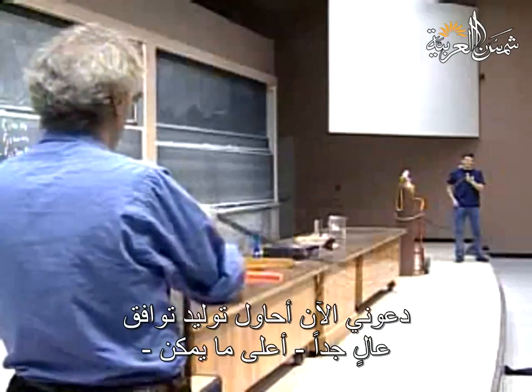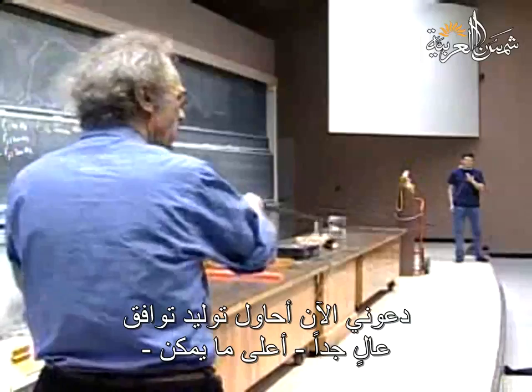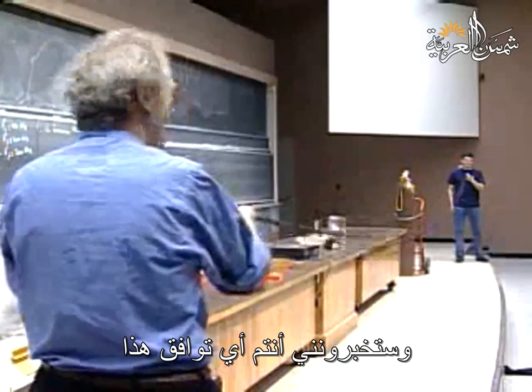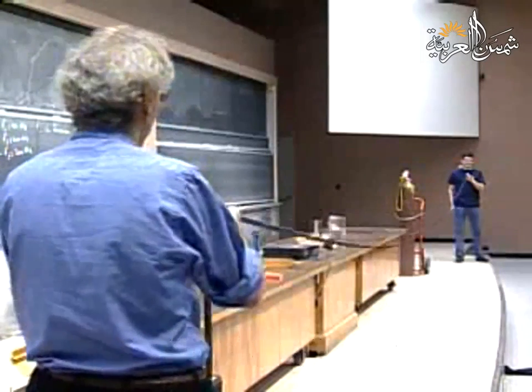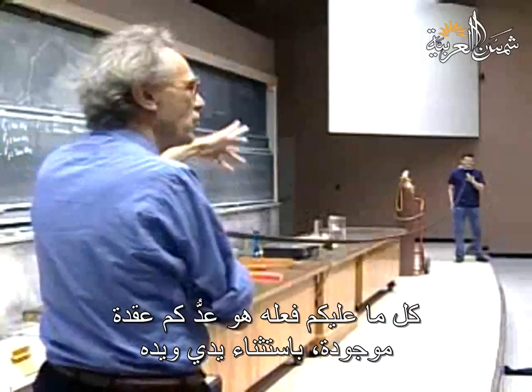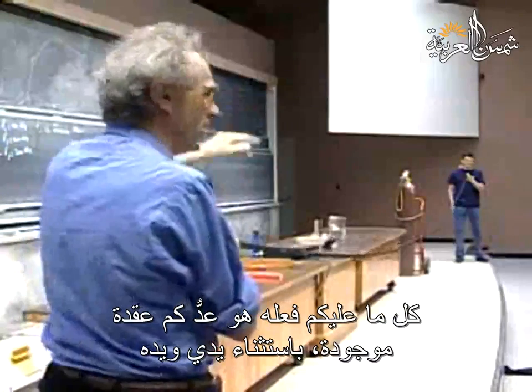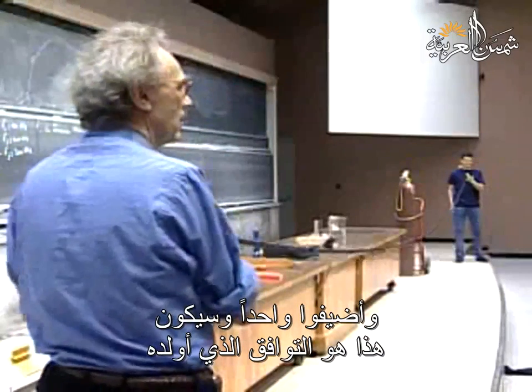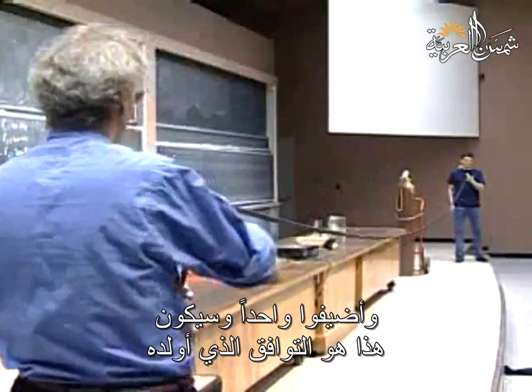Let me now try to generate one that is as high as I possibly can, and you tell me which harmonic it is. All you have to do is count how many nodes there are, not counting my hand and his hand, and you add 1, and that is the harmonic that I generate.